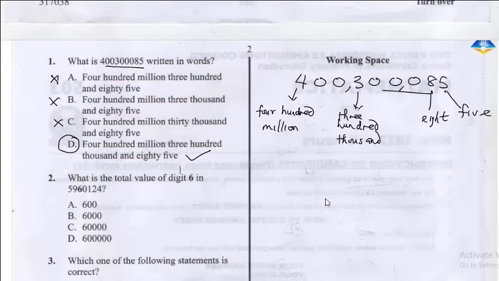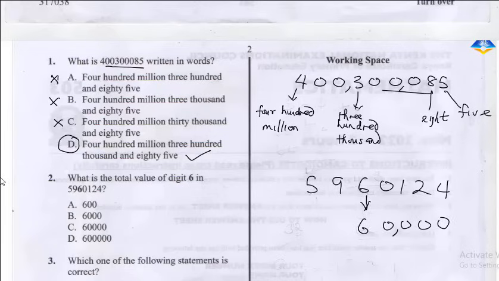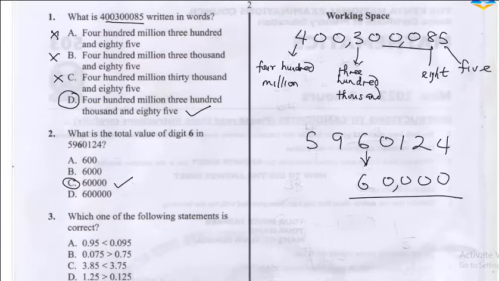So that will take us to question 2, which says, what is the total value of digit 6 in this number? 5, 9, 6, 0, 1, 2, and 4. So the easiest way is bring out 6 and make the rest zeros. So you put your comma, so this is what? 60,000. So the correct answer here is C. So I'm going to mark my C. So as easy as that, you can keep solving these questions.